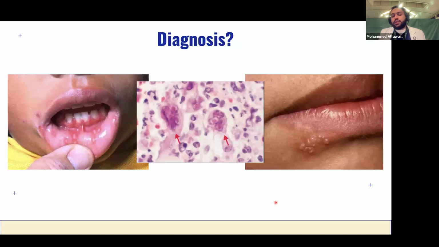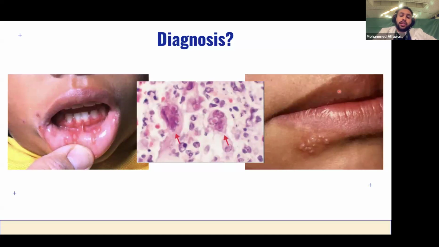And it goes away on its own. This is an aphthous ulcer. How about here? What's this disease? This is HSV, herpes simplex virus. Herpes simplex virus is a sexually transmitted disease. There are two forms of it: HSV1, which is oral, and HSV2, which is genital. This is also what we call a cold sore.